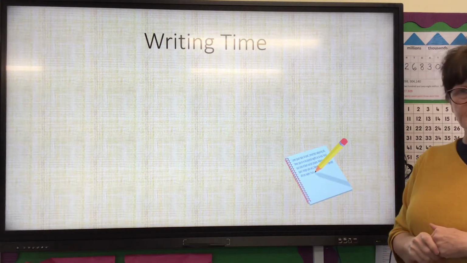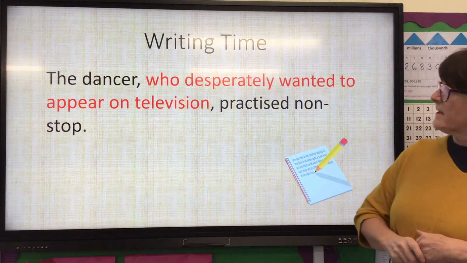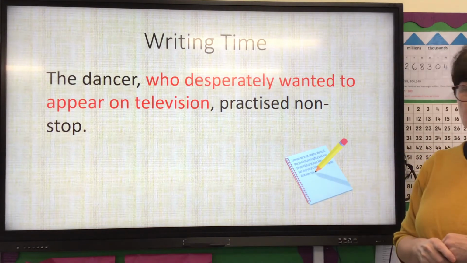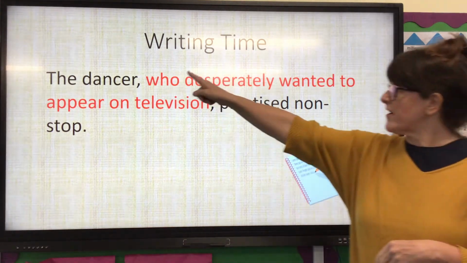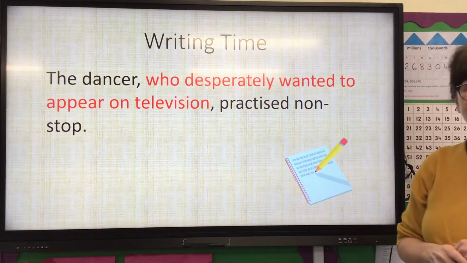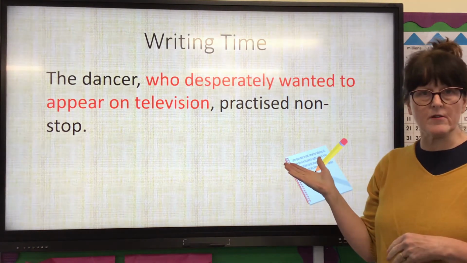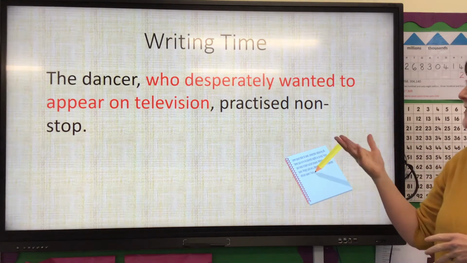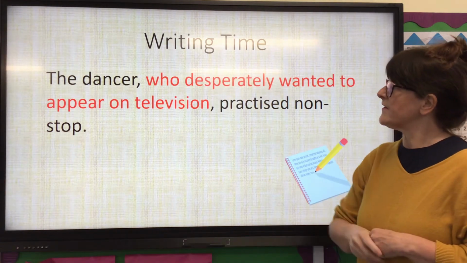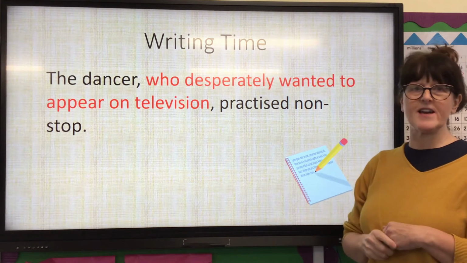So, some writing time. What I would like you to do is use my sentence but change the relative pronoun in it. So take out the red bit, write the word who and write your own relative clause that would fit into this sentence. So, the dancer who was only 15 years old. The dancer who lived in Cheshunt practiced non-stop. You change the relative clause in this sentence to give me some more information about the dancer. Stop the video and have a go.